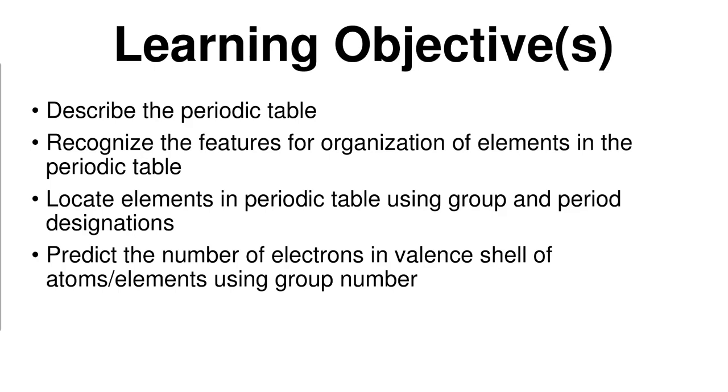At the end of today's class, we'll be able to do the following: describe the periodic table itself, recognize the features of the periodic table and the organization of elements in it, locate elements in the periodic table using the group and the period designations, and predict something I'm plugging in, which is very important that I start putting out by now.